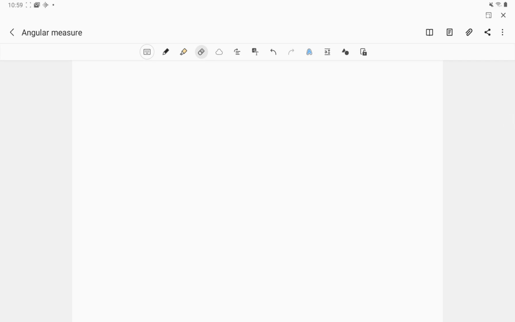So I'm going to do section 4.1 on angular measure. Now, this section is kind of disjointed in that each example seems to talk about something different, but we'll go through them one by one. So the first thing that they talk about is something called radians.